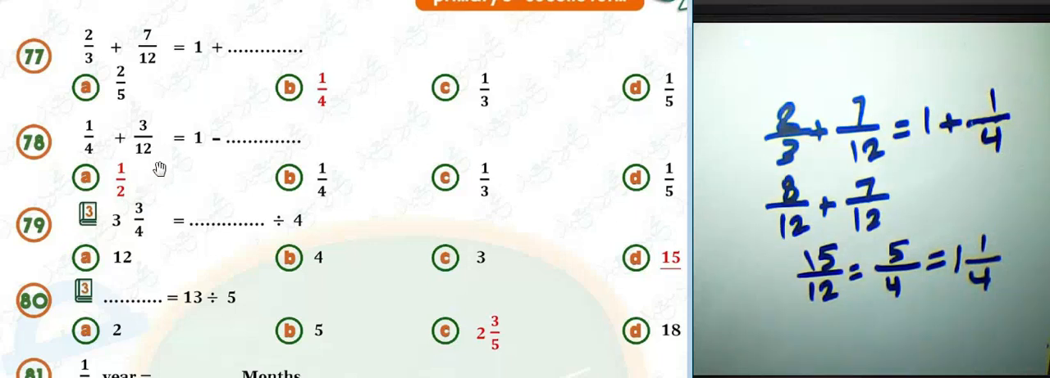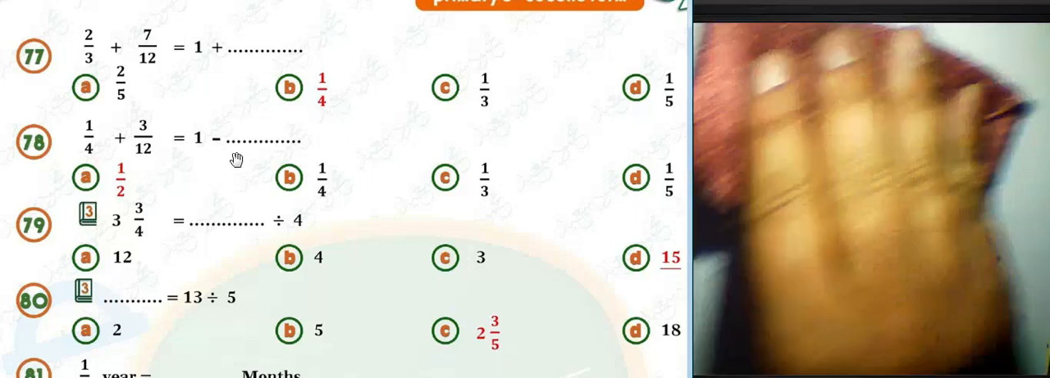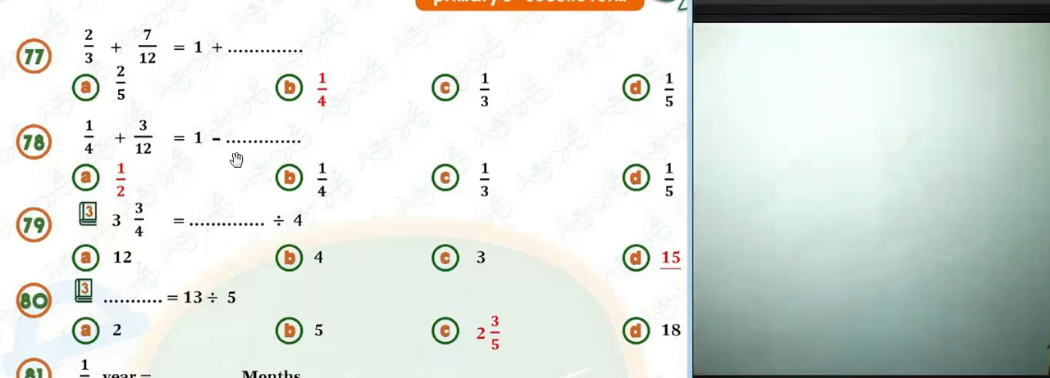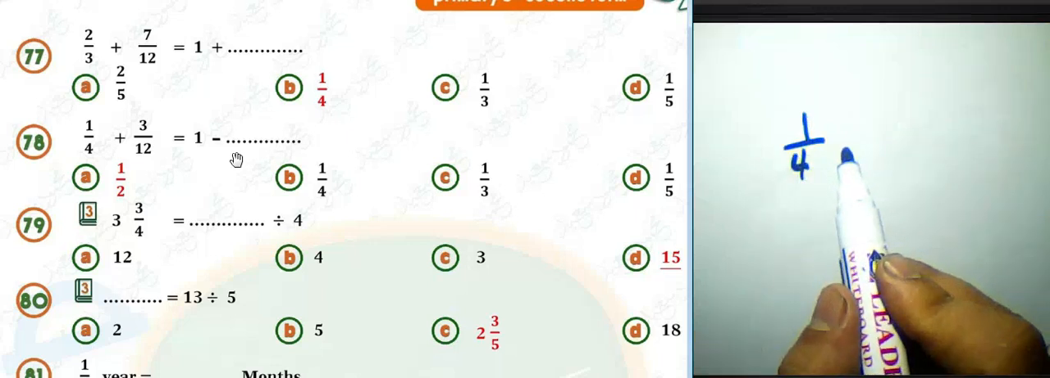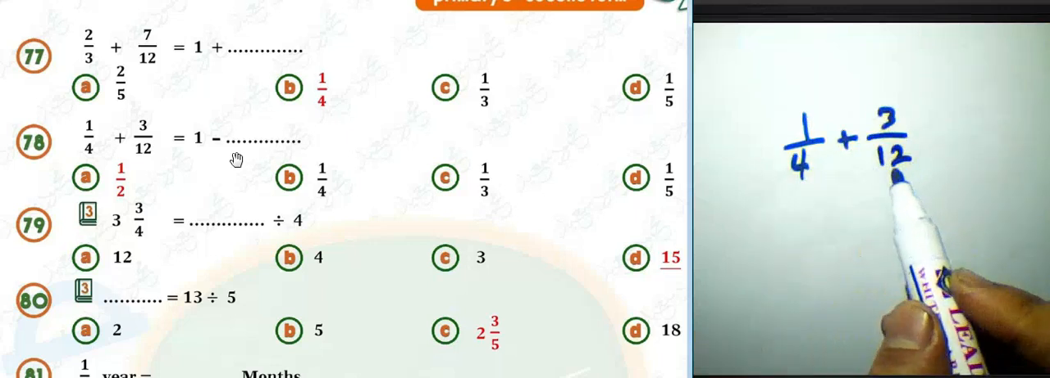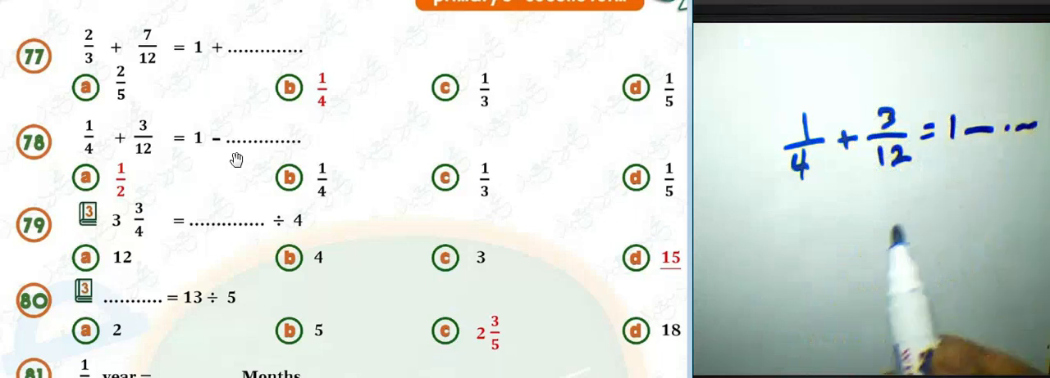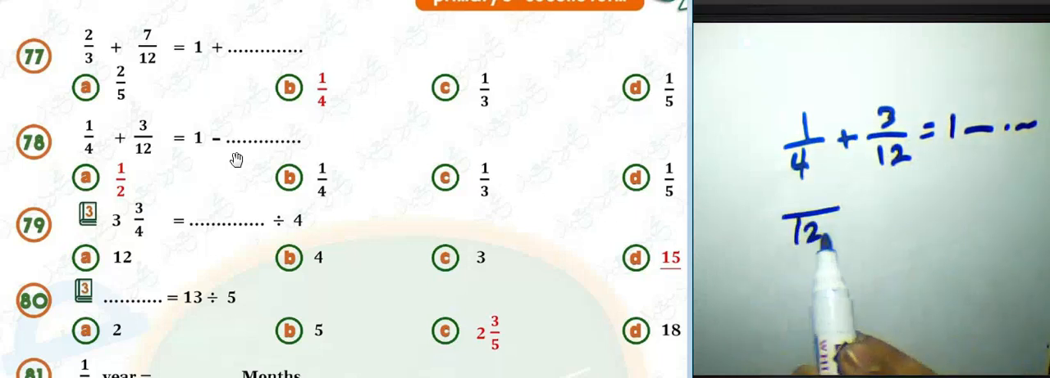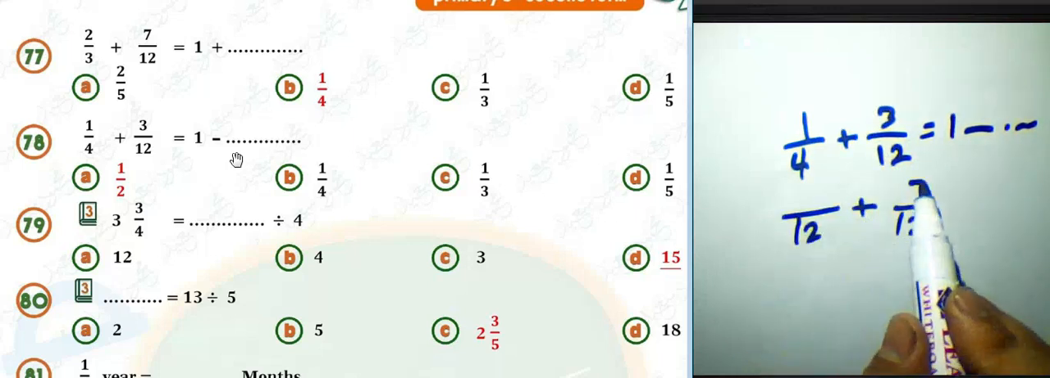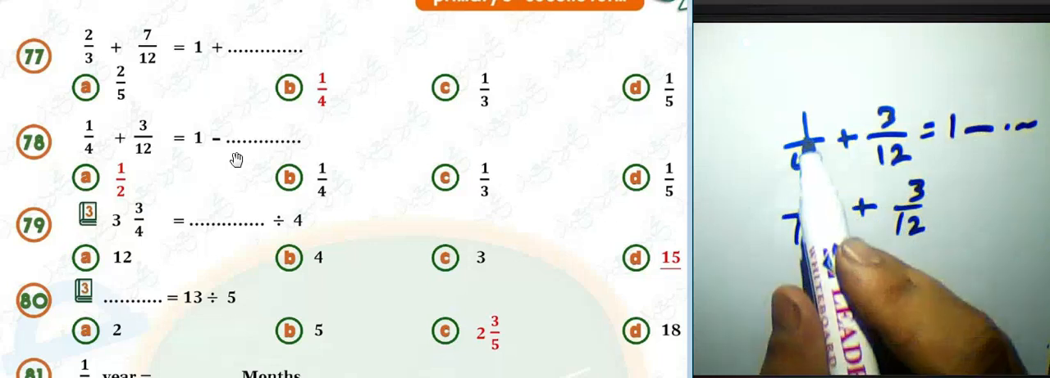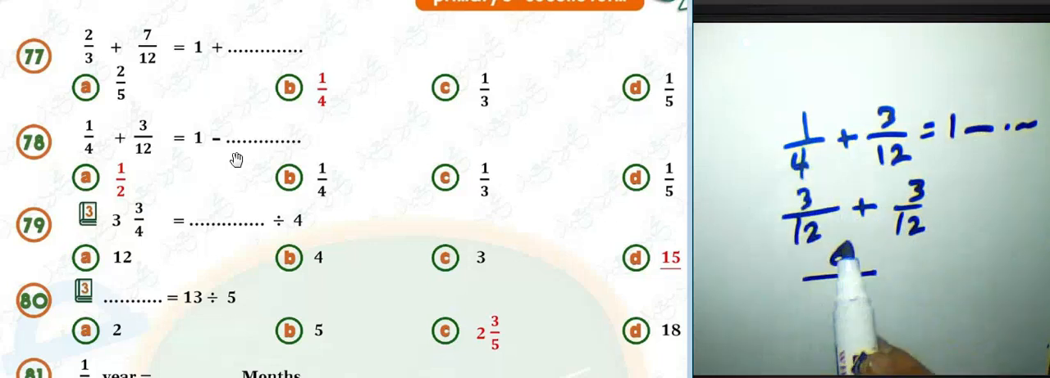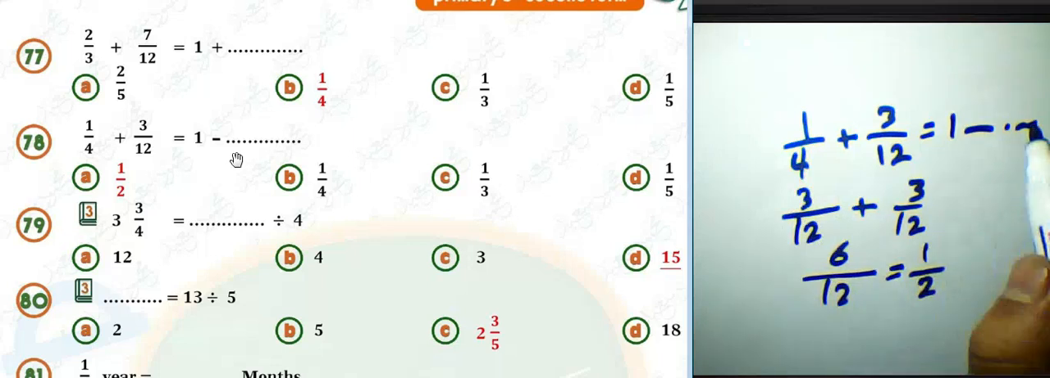1 over 4 plus 3 over 12 equals 1 subtract by space. Write 12 here, the common multiple between them. 3 times 4 equals 12, 3 times 1 equals 3, the result will be 6 over 12, we can simplify it by dividing by 6, it will be half. Half equals 1 subtract by half.